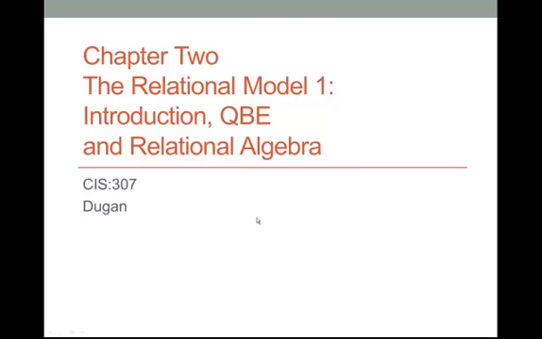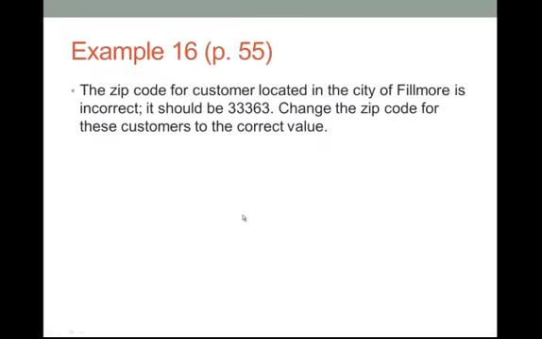This is the second half of the lecture for Chapter 2, the Relational Model 1, Introduction, QBE, and Relational Algebra for CIS 307. So we're ready now to work on example 16. This is on page 55 of your textbook.